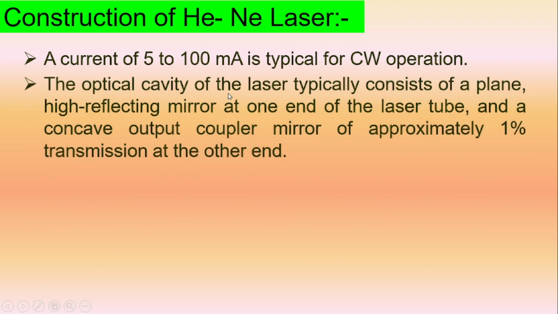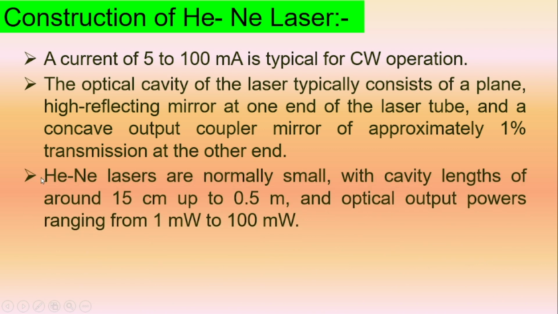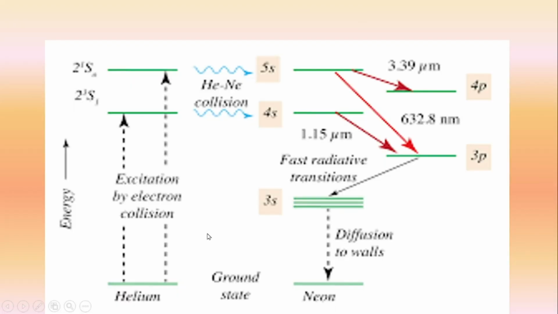The optical cavity of the laser typically consists of a plain high reflecting mirror at one end of the laser tube and a concave output coupler mirror of approximately 1% transmission at the other end. Now, helium neon lasers are normally small, with a cavity length of around 50 centimeter to 0.5 meter and optical output powers ranging from 1 milliwatt to 100 milliwatt.